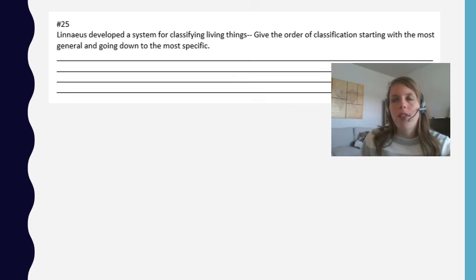All right, you guys have got this. Number 25, Linnaeus developed a system for classifying living things. Give the order of classification starting with the most general and going down to the most specific.